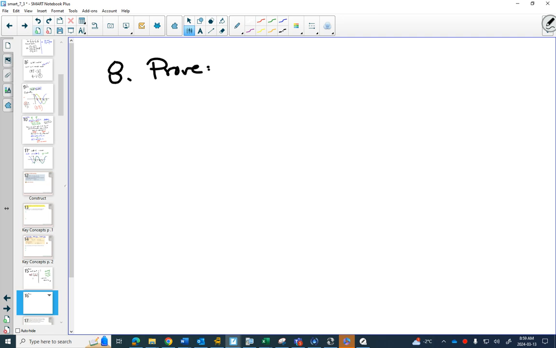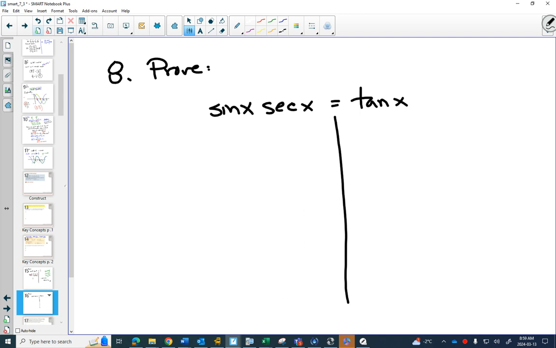Proof. In question 8, we have sin x secant x equals tan x. So we draw our line to begin with. Make sure you use lots of space in proofs. If you try to cram a proof, you'll end up having to redo the whole thing. So first of all, if we use that strategy and say maybe my life is easier if I change things to sine and cosine, then I want to change this one and this one.